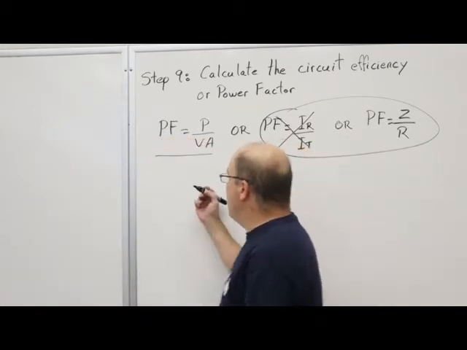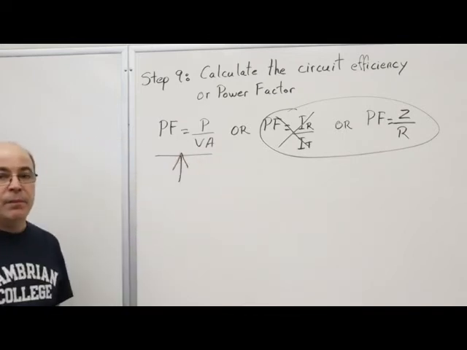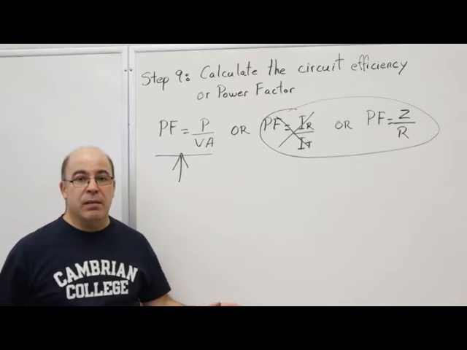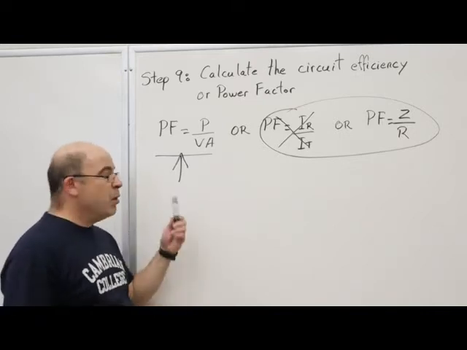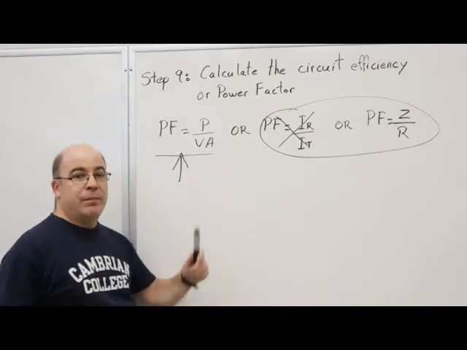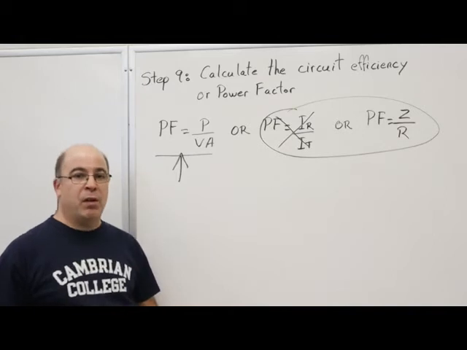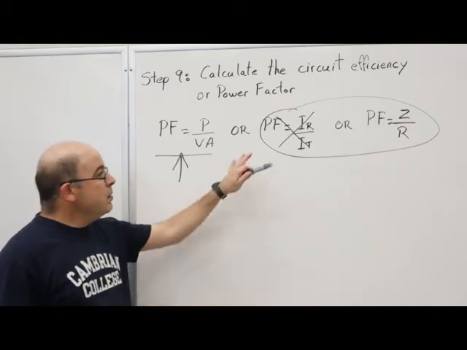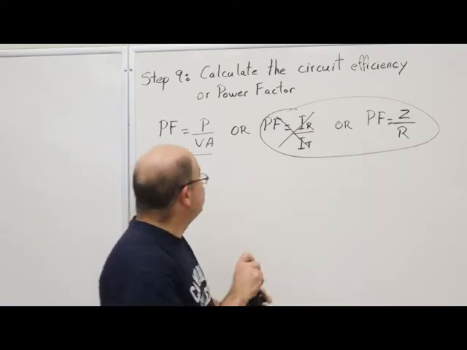That's why I've always advocated this formula. And it's for only that reason. I don't like remembering a whole ton of formulas. I just go with what works. P over VA, the ratio of true power to apparent power. So I'm just going to erase this, and let's input those values.